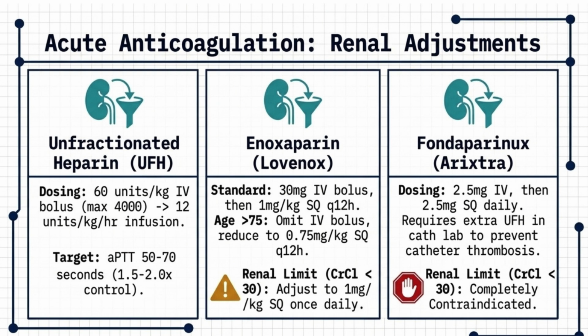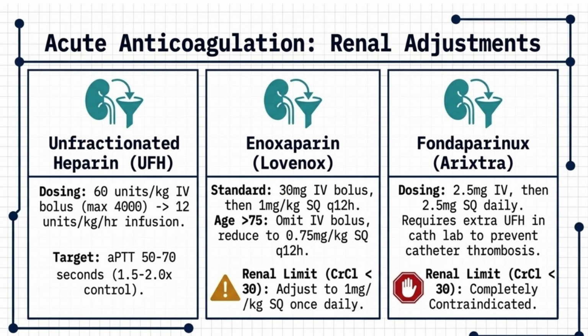Fondaparinux 2.5 mg subcutaneous daily. This has the lowest bleeding risk but requires an extra dose of unfractionated heparin in the cath lab to prevent catheter thrombosis. Contraindicated if creatinine clearance is less than 30 ml per minute.